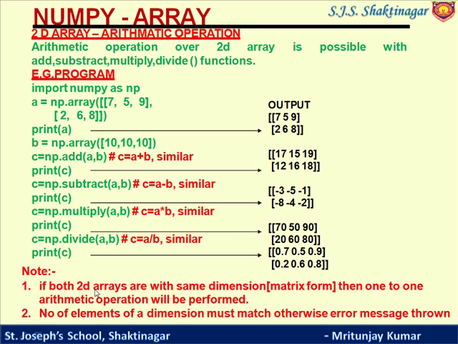Okay, so if both 2D arrays are with the same dimension, that is a matrix form, then one to one arithmetic operation will be performed. And number 2, the number of elements or dimension must match, otherwise the error message will be thrown. So this error message we will see in the next class. We'll see the practical class.